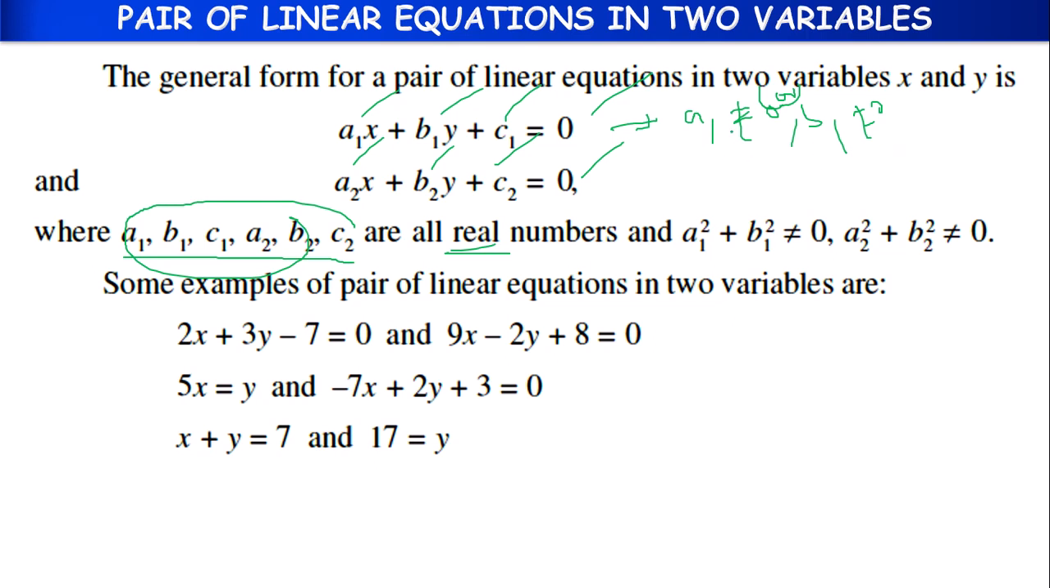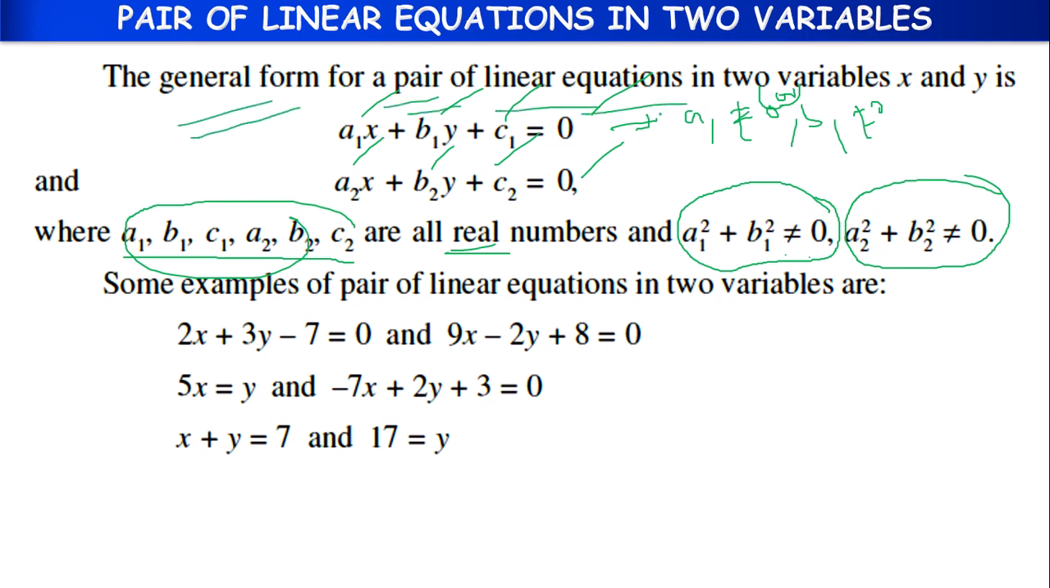Or one of them should not be equal to 0, like that. Or we can represent this with the condition a1 square plus b1 square not equal to 0, and a2 square plus b2 square not equal to 0. Like that, these two are the general form of a pair of linear equations.